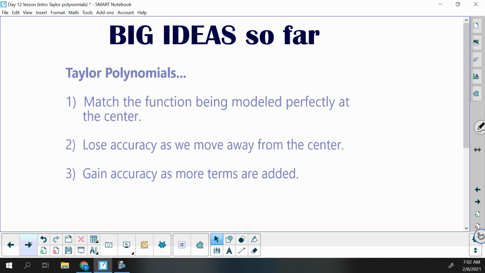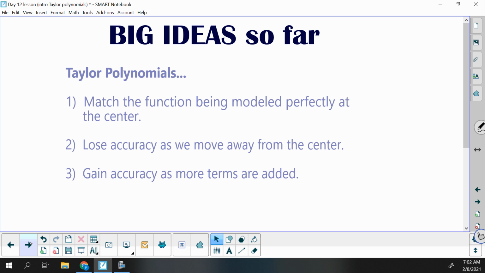So big thing so far. Your Taylor polynomial will always match the function perfectly at the center. As you move away from the center, you lose some accuracy. If you want to gain accuracy, you can add more terms.